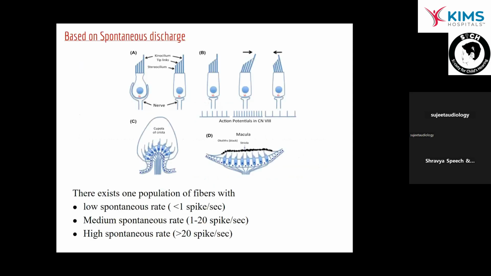Now, the auditory neurons can be classified in many ways, which I'm going to discuss. First is based on the spontaneous discharge. Spontaneous discharge means that there is no auditory signal to the auditory system, but still there will be generation of some amount of action potentials in the neurons. Because of this, some activity is always going on in the neuron. These are called spontaneous activities of the neurons.